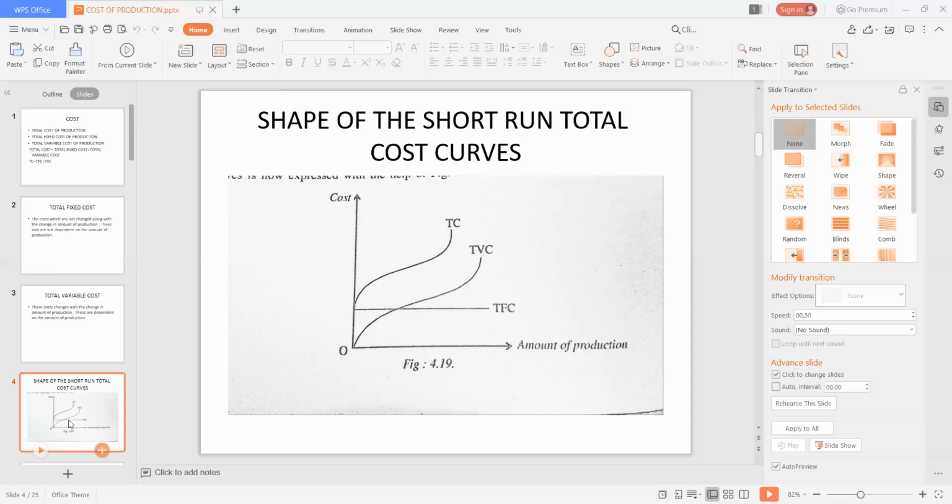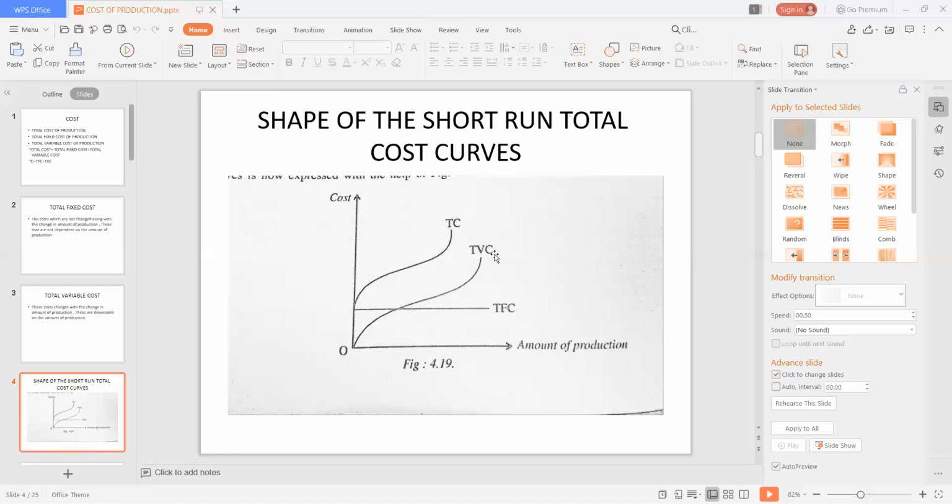The total variable cost starts its journey from O, and the shape is S-like. It is due to the law of variable proportions. According to the law of variable proportions, we know that when the inputs go on increasing, the total product first increases at an increasing rate, then at a constant rate, then at a decreasing rate, then reaches the maximum.